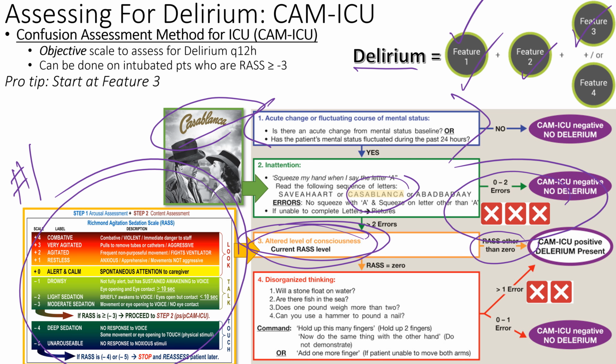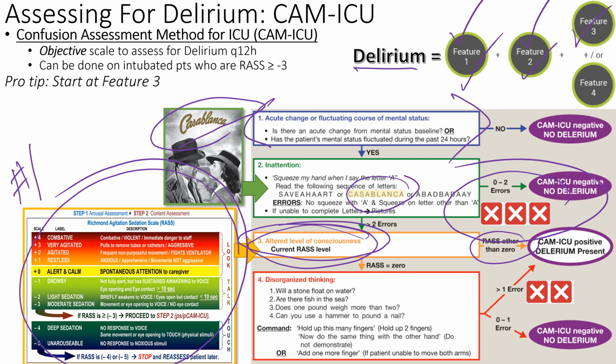If they squeeze on C, 1 strike. They squeeze on A, perfect, right? They squeeze on the next S, they squeeze on the S, that's a strike. And they don't squeeze on the next A, that's a strike, right? So they have to get 3 strikes. They don't follow commands, right? You're telling them clear commands. Squeeze on letter A, not on the other letters, right? So 3 strikes, and they get that feature positive. And that's how you assess someone's CAM positive, right?